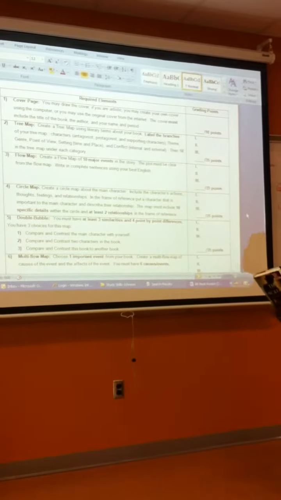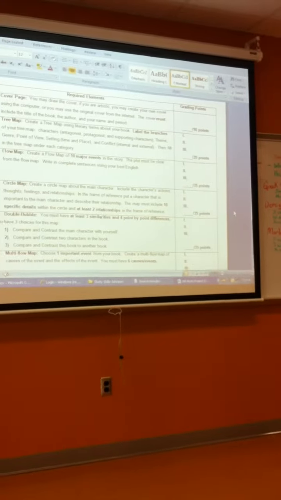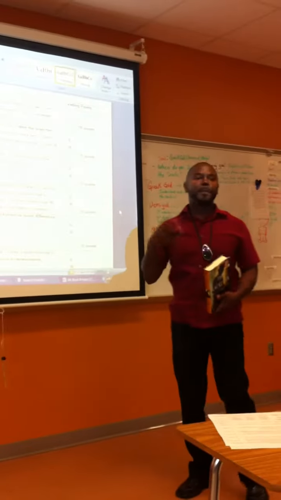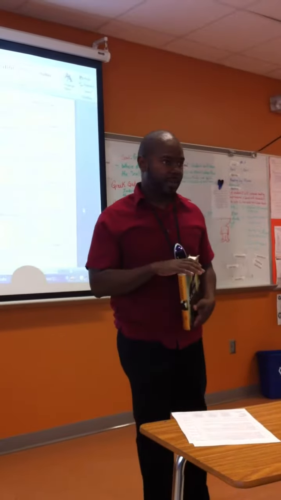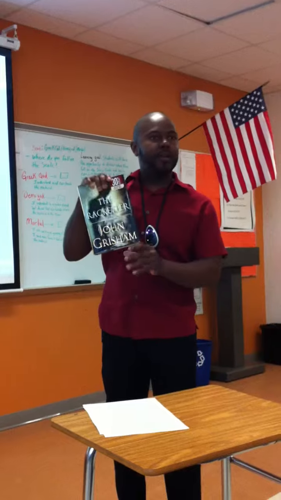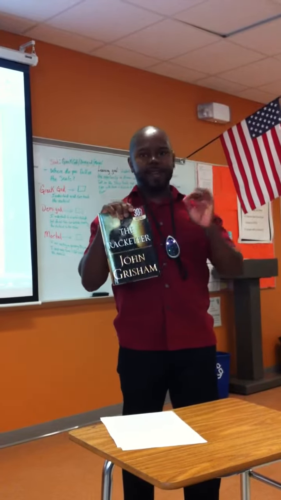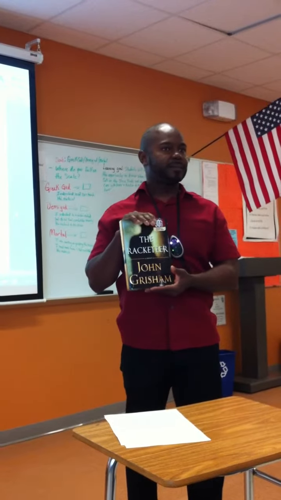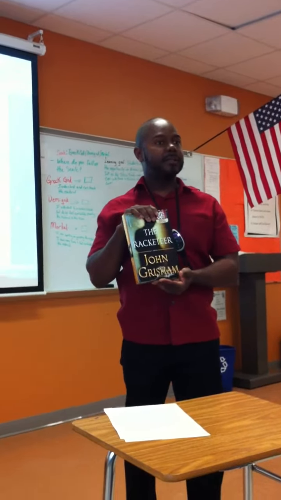Moving on, we're going to go to the flow map. You're going to create a flow map of 10 major events in the story, okay? The plot must be very clear in the flow map, writing complete sentences using your best English, okay? So, 10 major events. I'll ask you about a few major events from this book. What's the main event that took place in this text? Yes.